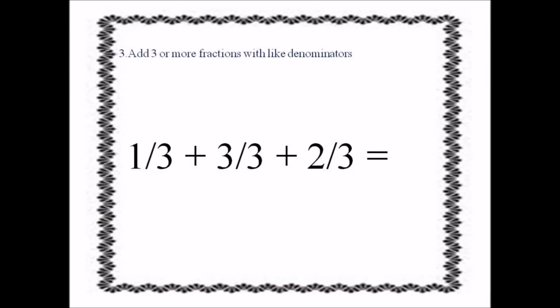Add 3 or more fractions with like denominators. 1 by 3 plus 3 by 3 plus 2 by 3. So we have to add only the numerators, that is 1 plus 3 is 4, 4 plus 2 is 6, 6 by 3.